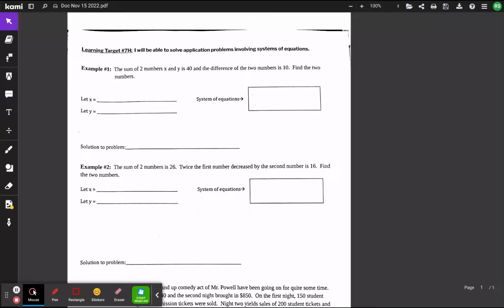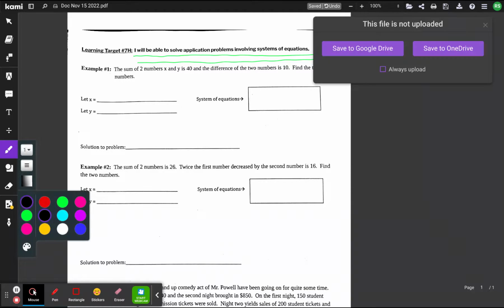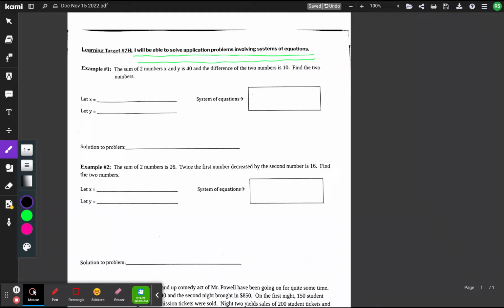All right, guys, today we're going to be solving application problems involving systems of equations. Last unit, we spent a bunch of time solving systems of equations. We used the substitution method. We used the elimination method. The nice part about today is that you're going to be able to use your calculator to help you throughout the whole process.